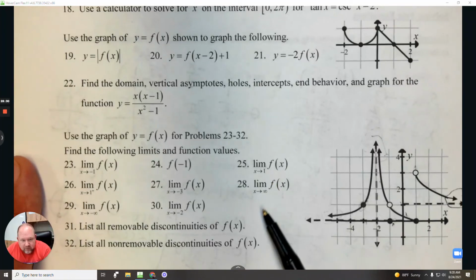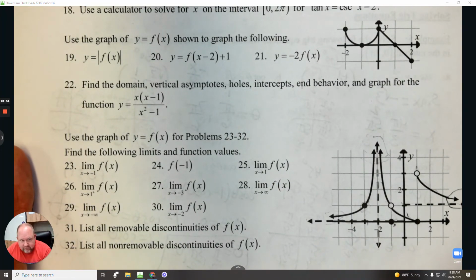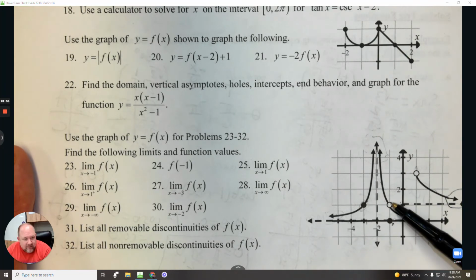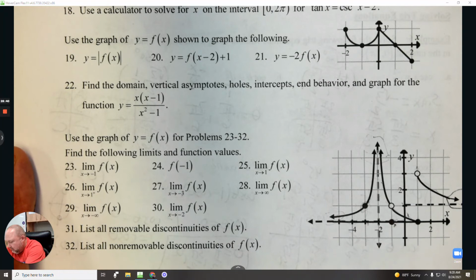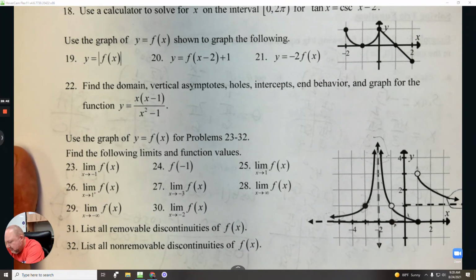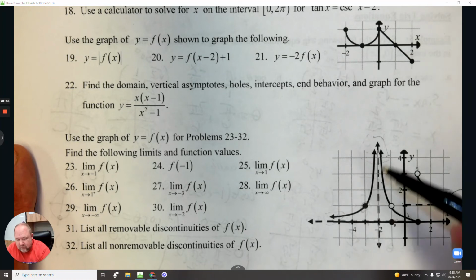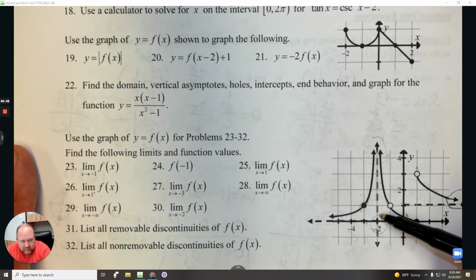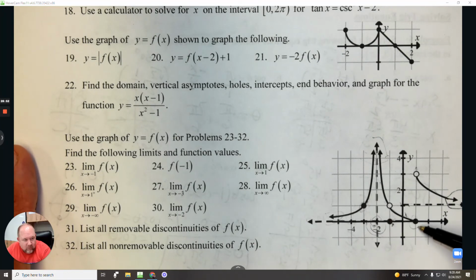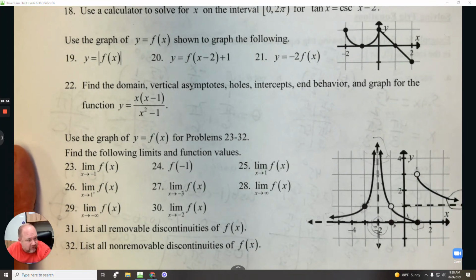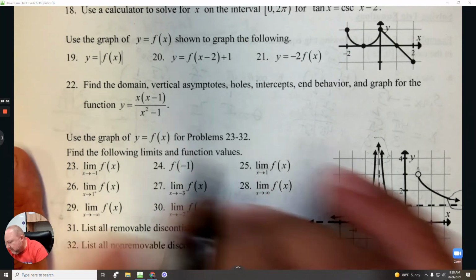Where are the removable discontinuities? So that's a discontinuity where the limit exists. So at -1 is a discontinuity, the limit exists, and that's it. That's the only one. And then the non-removable discontinuities is where the limit does not exist. So the asymptote. So -2 is a non-removable, and at +1 there's a jump. The limit doesn't exist. So those are the two. So at -2 and +1. Let me show you.